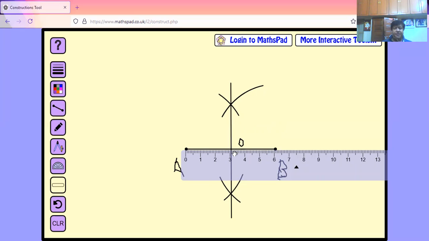It bisects. Bisects means it makes two equal parts of that segment. This is AO is equal to BO. This makes the two equal parts. Now you observe clearly that it makes two equal parts of that segment. Now I am saying that it is a perpendicular bisector.